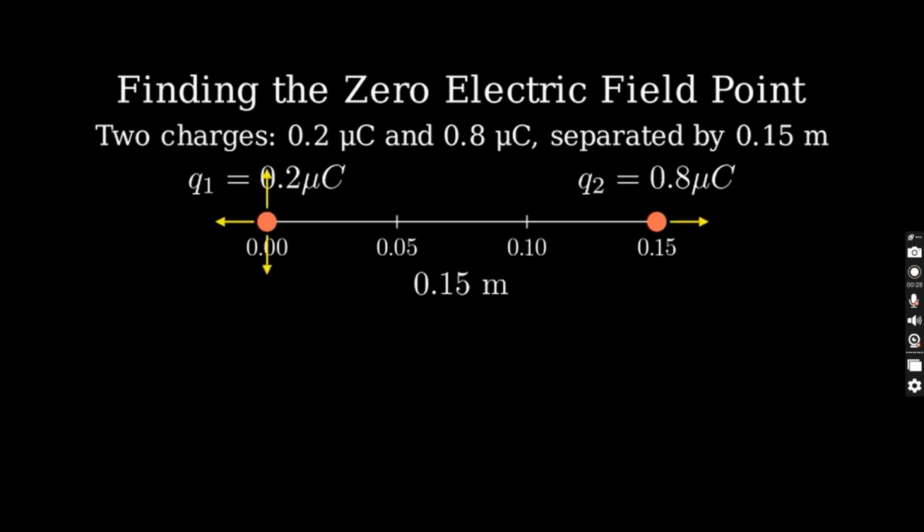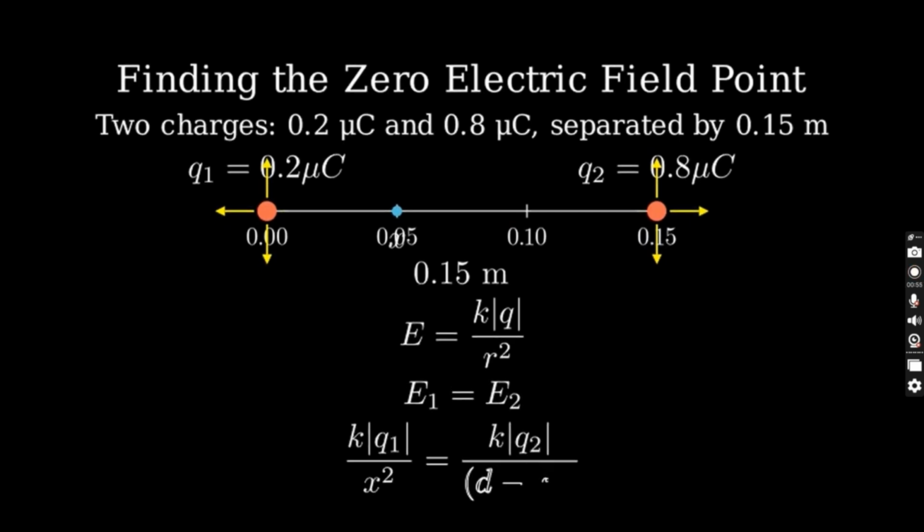Since both charges are positive, they both create electric fields pointing outward. At some point between these charges, the electric field will be 0. This happens when the electric field from Q1 exactly cancels out the electric field from Q2. The electric field due to a point charge is given by Coulomb's law. E equals K times the magnitude of the charge divided by r squared. At the point where the field is 0, the magnitudes of the fields from both charges must be equal.